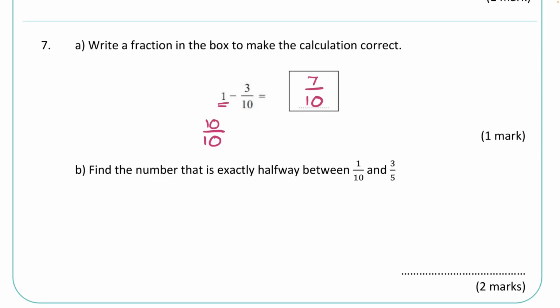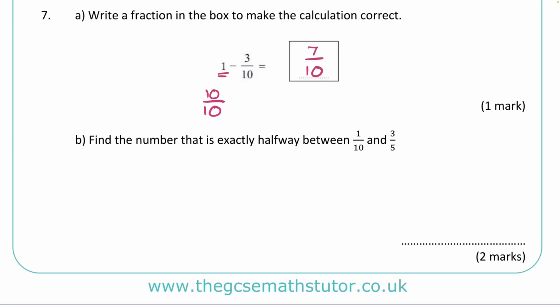For part B, it says find the number that is exactly halfway between 1/10 and 3/5. Now, to find a midpoint of two things, you just have to add them together and divide by 2. And the fact that it's fractions doesn't change anything. So all I'm going to do is add these two together on my calculator. 1/10, add 3/5. You don't need to apply any fraction rules here because we are using a calculator. So I can just add them up.